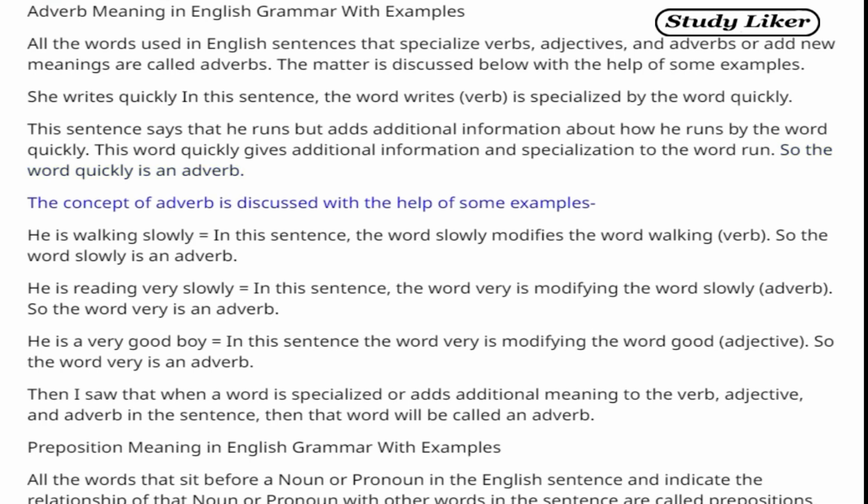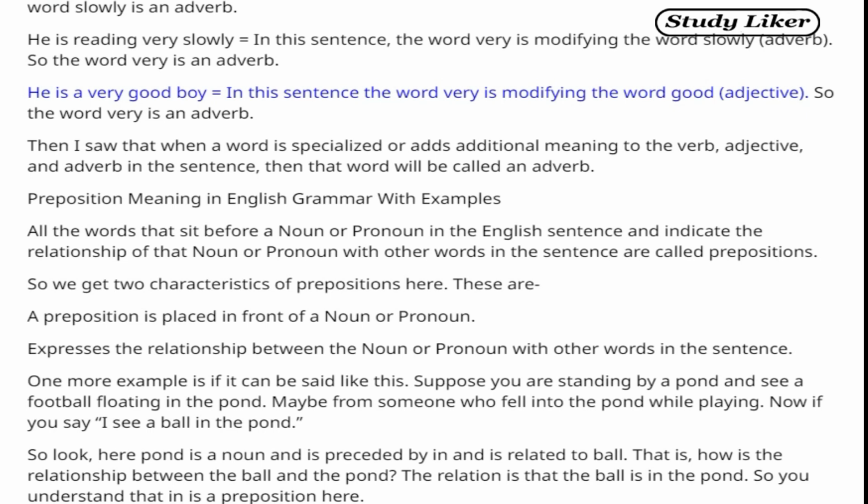The concept of adverb is discussed with the help of some examples. He is walking slowly: in the sentence, the word slowly modifies the word walking, a verb. So the word slowly is an adverb. He is reading very slowly: in the sentence, the word very is modifying the word slowly, an adverb. So the word very is an adverb. He is a very good boy: in the sentence, the word very is modifying the word good, an adjective. So the word very is an adverb.